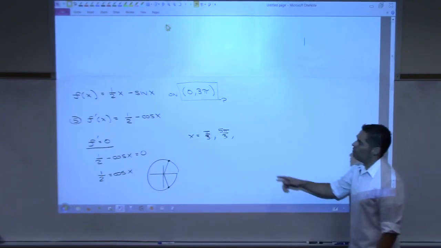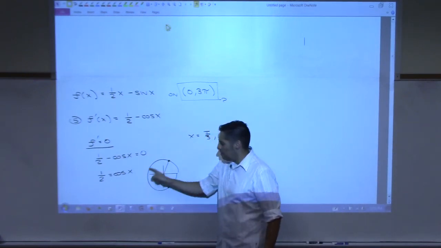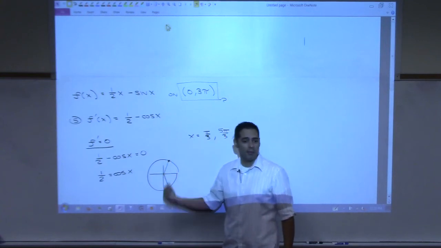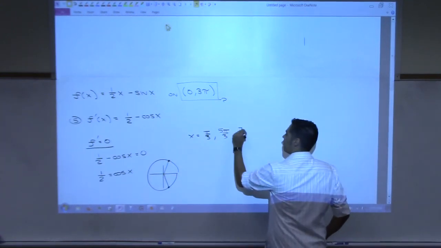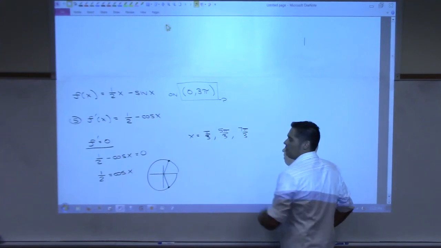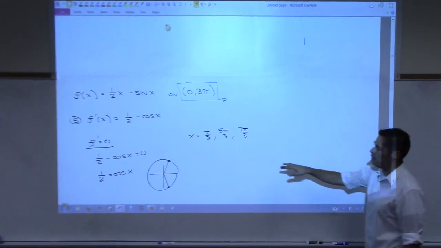And can I keep coming around? Yes, because I can go anywhere between 0 and all the way around 2 pi to 3 pi. So I can come around to this one again. What would that one be? Good, 7 pi over 3. And that's the biggest you could go. You couldn't keep going because that would go past 3 pi. That good? 3 critical numbers. They're all in the domain.